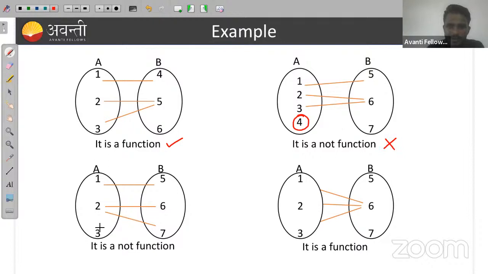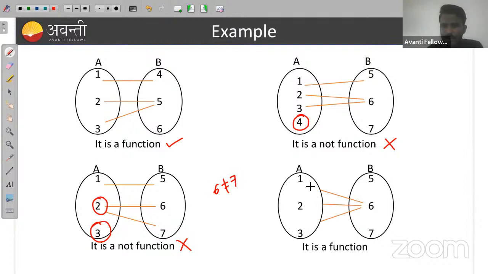Again, this is not a function. Here, 3 is violating both the rules. You can see that 3 has no image in B, and 2 has two images. 2 gets 6 and 2 gets 7, and 6 is not equal to 7, right? So that means it's again not a function.